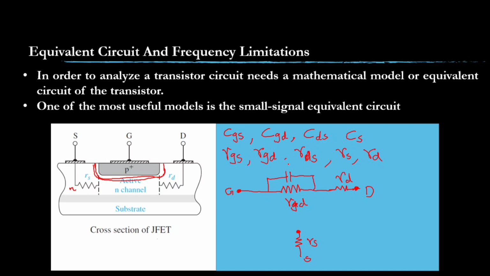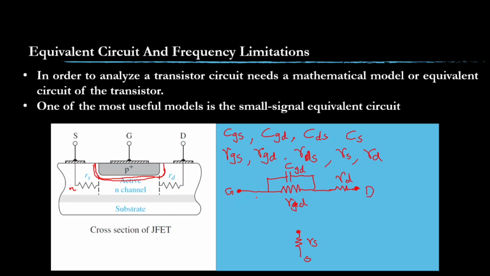So this is known as CGD. Capacitance and resistance occur in parallel in the semiconductor, no doubt in that, so it is drawn in parallel. And between gate and source, we have again a diffusion resistance and junction capacitance.